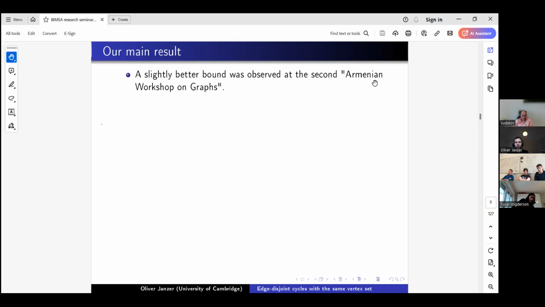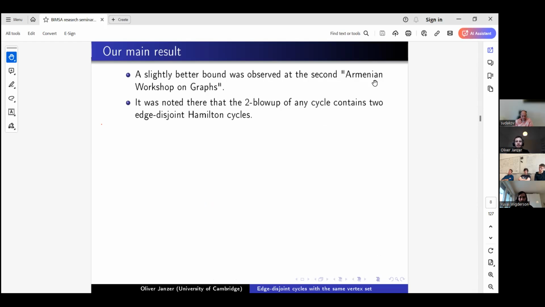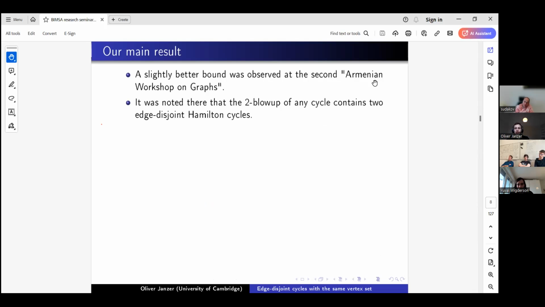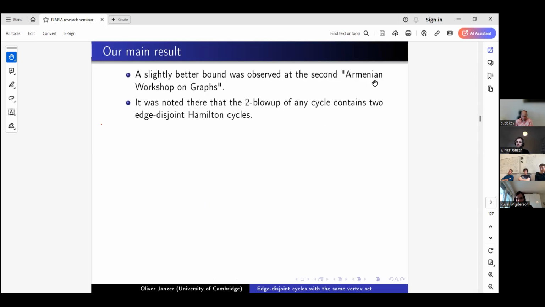And a slightly better bound was observed at the second Armenian workshop on graphs and was communicated to us privately. There it was noted that the 2-blowup of any cycle contains two edge-disjoint Hamilton cycles. And the cycle doesn't have to have bounded length, so it doesn't have to be a fixed length cycle. So you can use a result of mine that gives you a bound on the number of edges that you need to find the 2-blowup of an arbitrary cycle. And that's n^{3/2+o(1)}. So this is an upper bound for our problem as well, and this was the best known upper bound, actually.